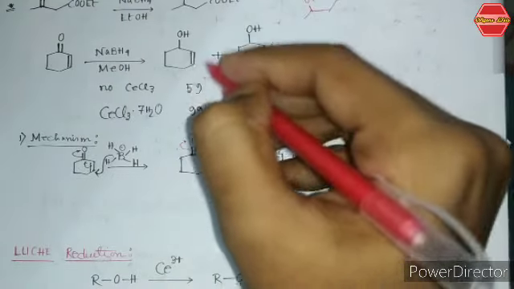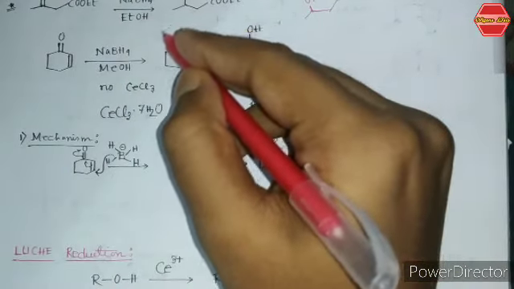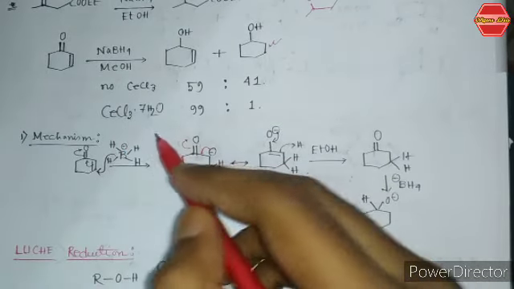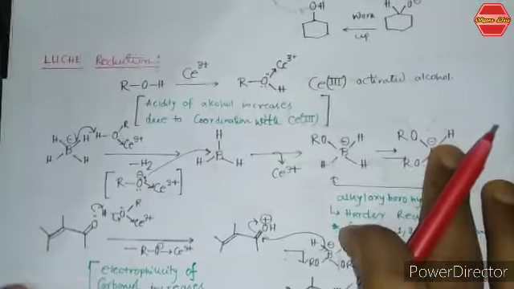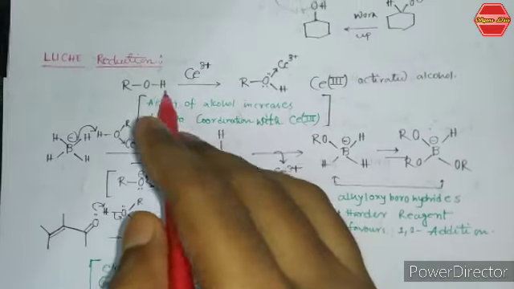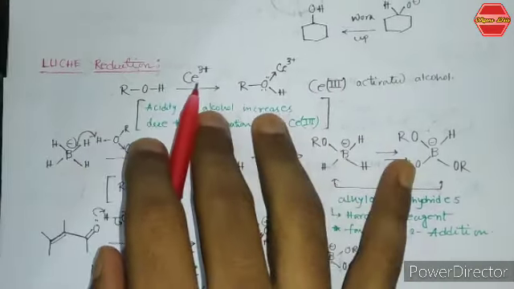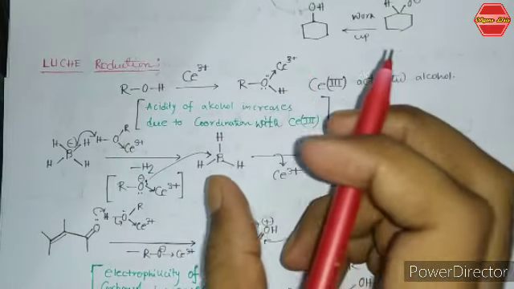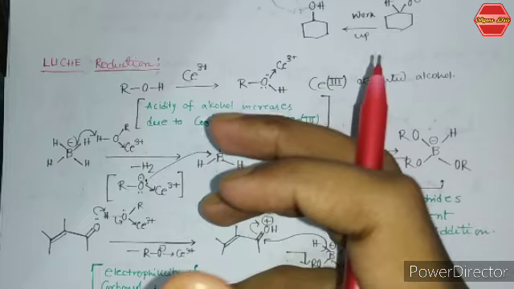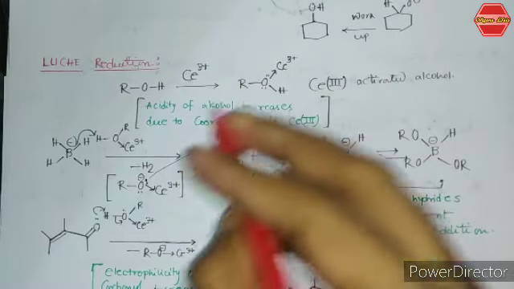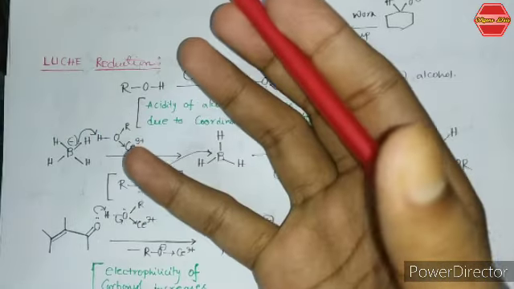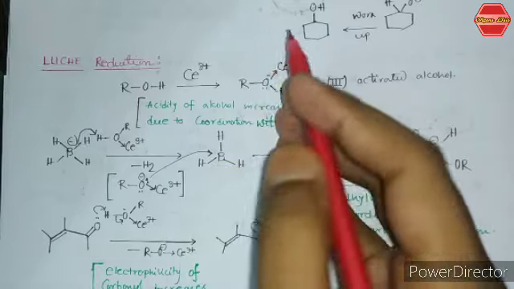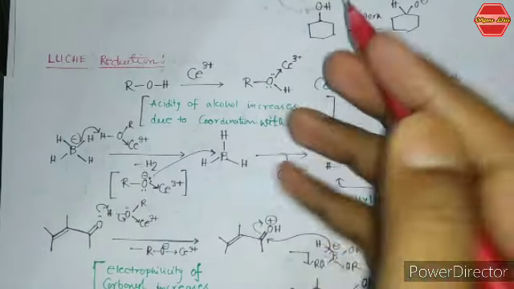But if you want to know how this product is selectively obtained by using cerium trichloride and 7H2O, that is Luche reduction, there is a mechanism which is very important for you. Now let's start Luche reduction. When we use Luche reduction, the main metal complex used is cerium trichloride, that is cerium 3+. Generally we use methanol or ethanol, that is ROH, in the presence of sodium borohydride when we react it to reduce the compound.